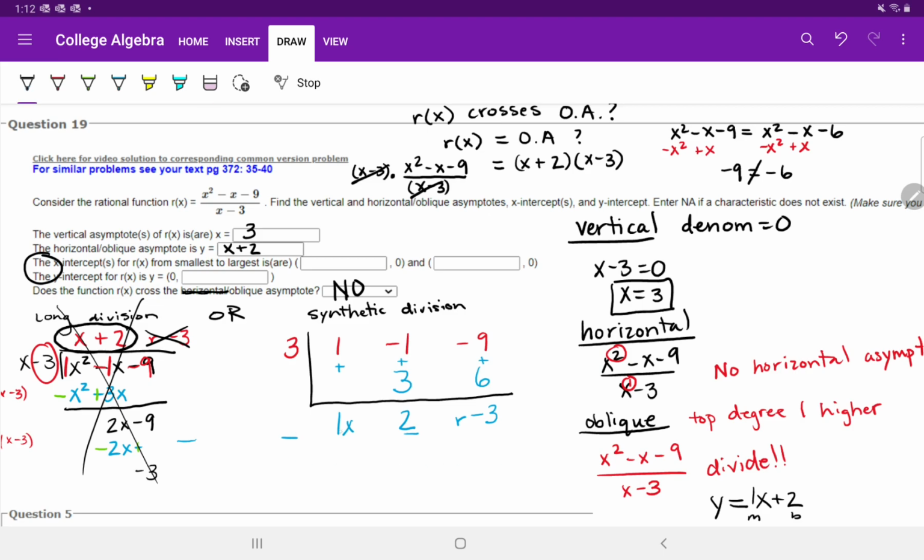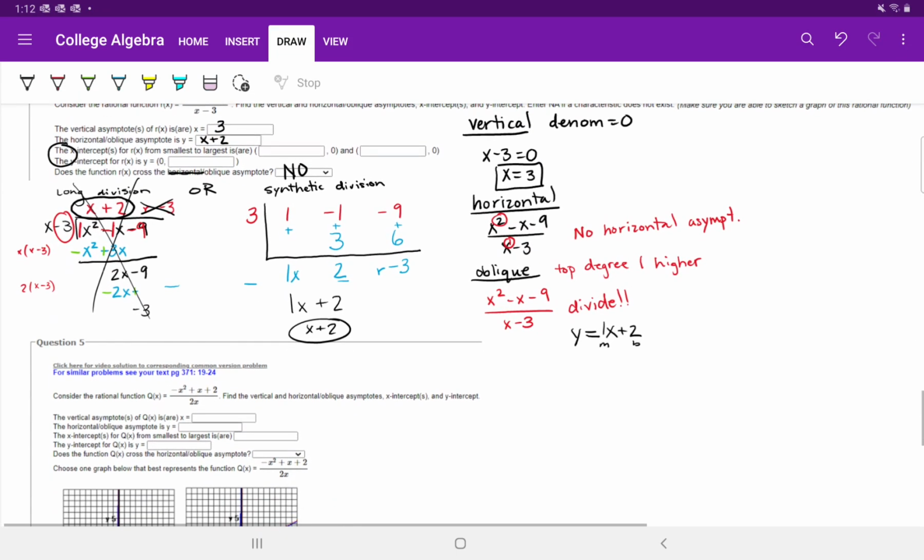So we end up with 1x plus 2, or just x plus 2. So of course, same answer, much less work. It might feel a little bit like magic how synthetic division works, but if you understand the process, you can get to the same answer in a very short period of time.